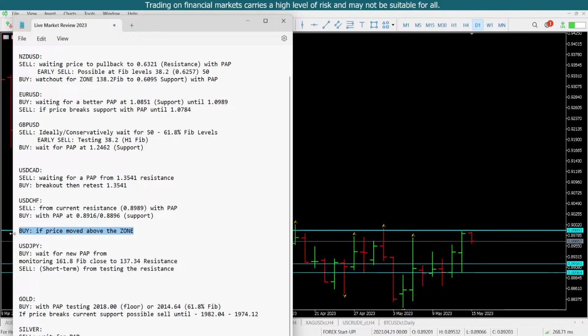Ayun, price move above the zone. So yes, it did. Tapos na po yun, nangyari na. Okay, so if you're able to catch that, good job for you.